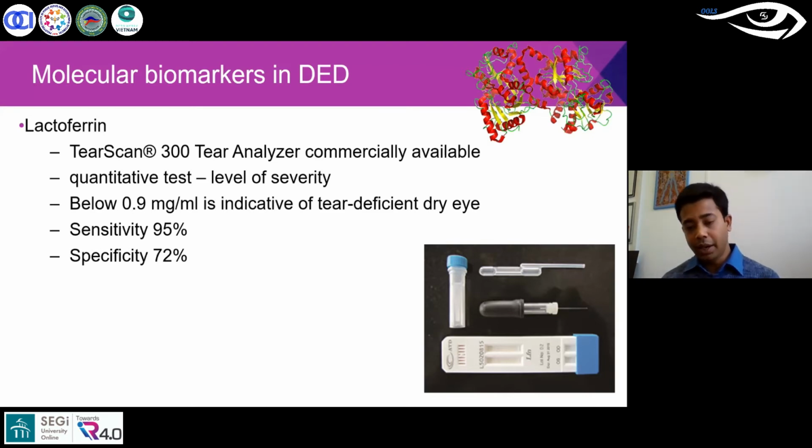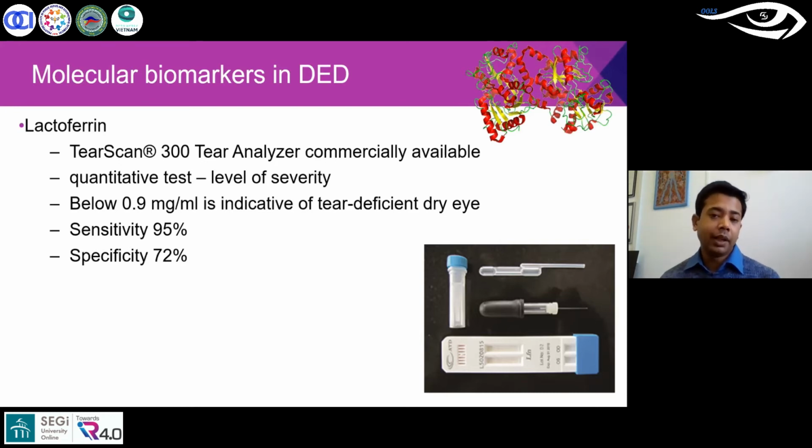And this is the kit we have in the bottom right. It does come with a small plastic tear collection tube and a plunger, and then you can put a drop. It gives a number, and by looking at the number, we can quantify if the tear secretion is normal or not. With normal tear secretion, as you know, lactoferrin will be high, and with reduced tear secretion it will drop. There's one catch here for both lactoferrin and MMP9, which is tear volume.